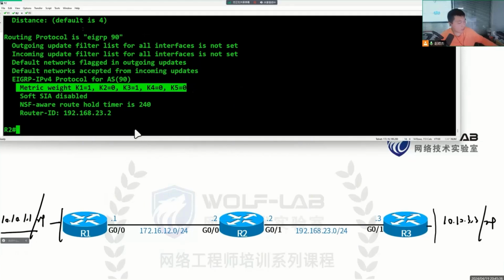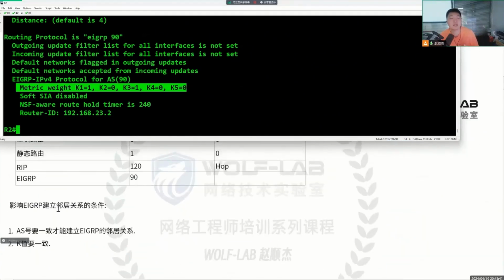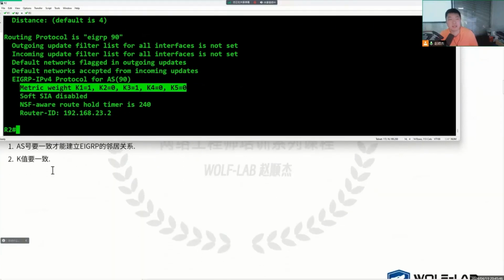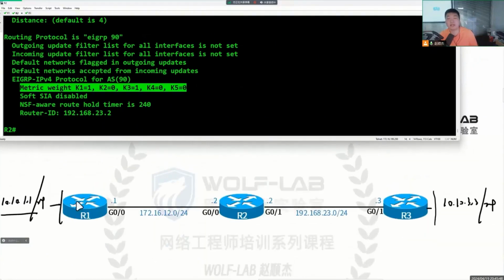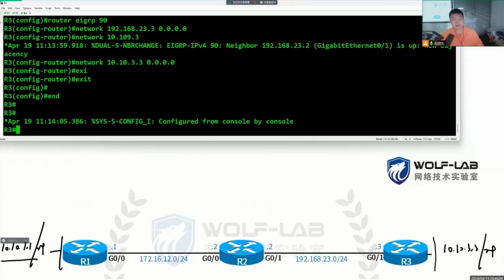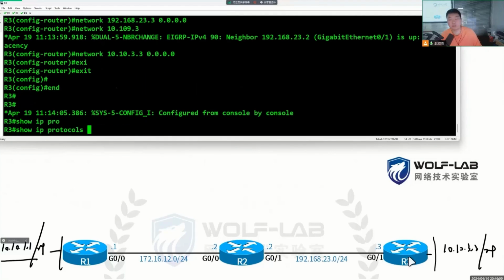So how to calculate the EIGRP metric through K values? We go to show ip protocol, our EIGRP's K values. The default is 10.100. Of course, due to the current time constraint, we first finish the process of establishing EIGRP neighbors and the conditions that affect it. After finishing this, we will talk about how to use K values to calculate the cost of our routing entries, the metric value, students.